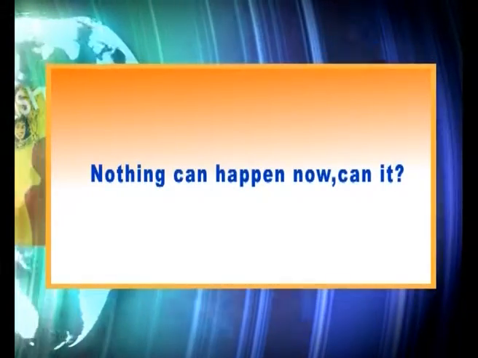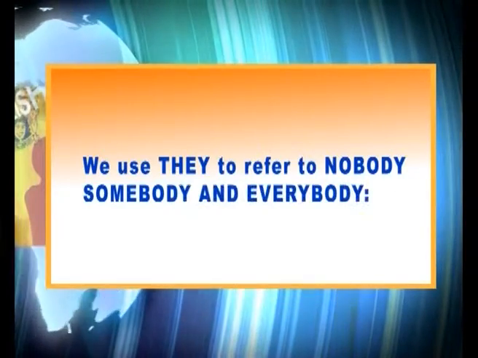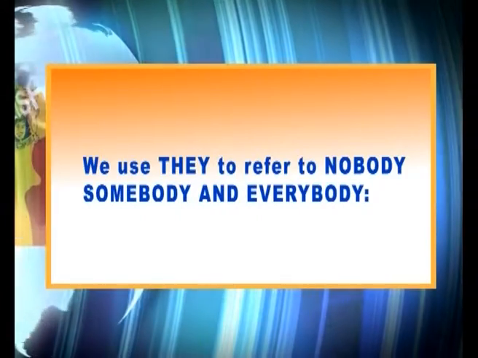After words like nothing, nobody, somebody, etc., we use it as a question tag to refer to nothing. For example, nothing can happen now, can it? We use they to refer to nobody, somebody, and everybody. For example, nobody helped me, did they?